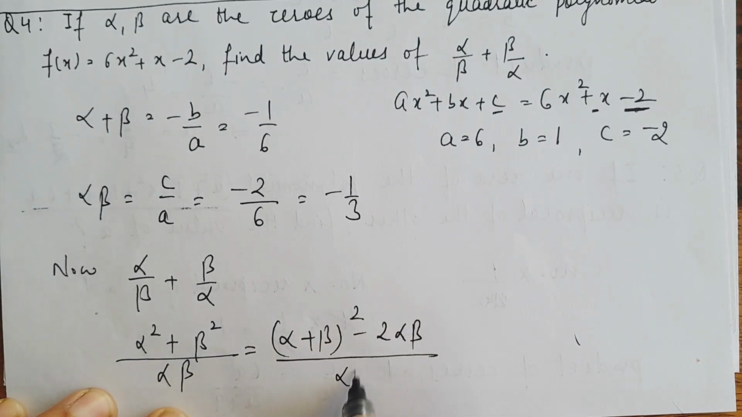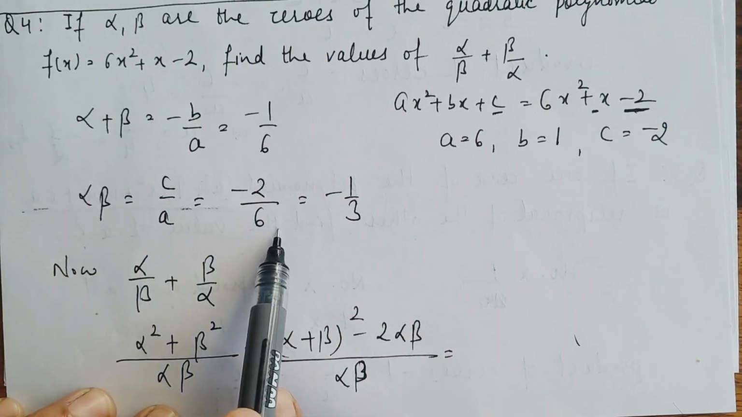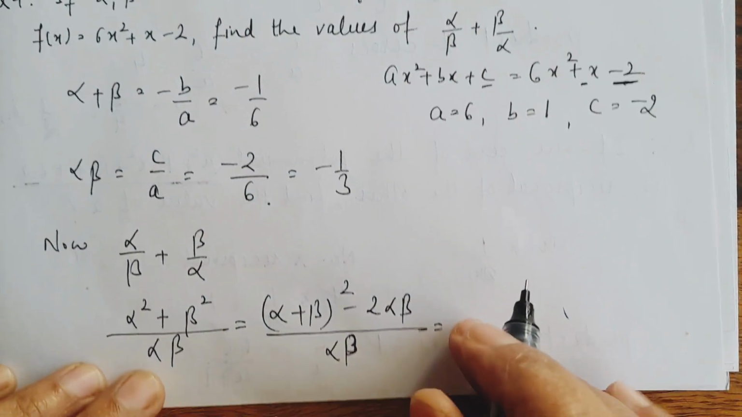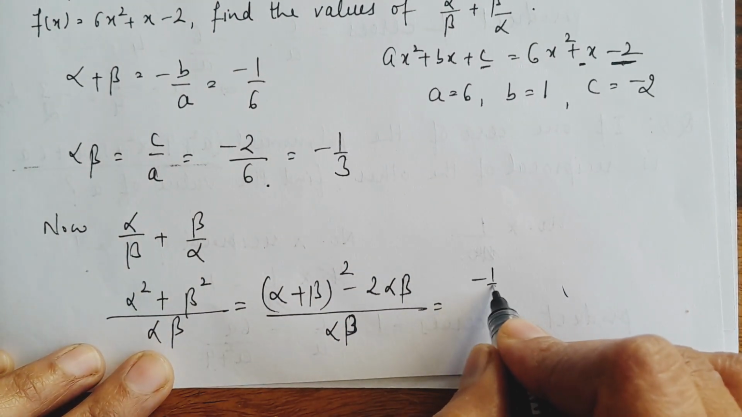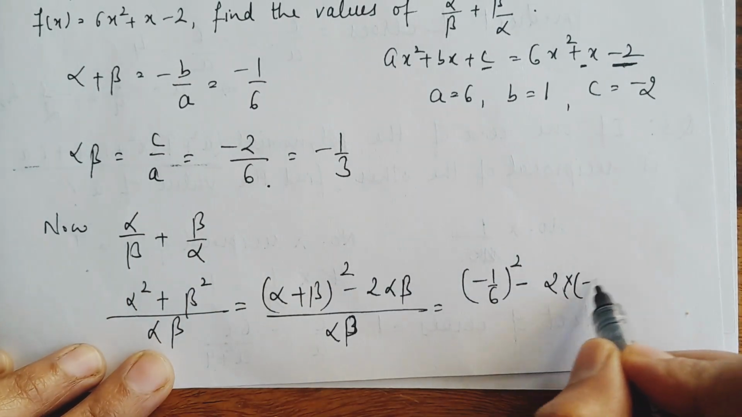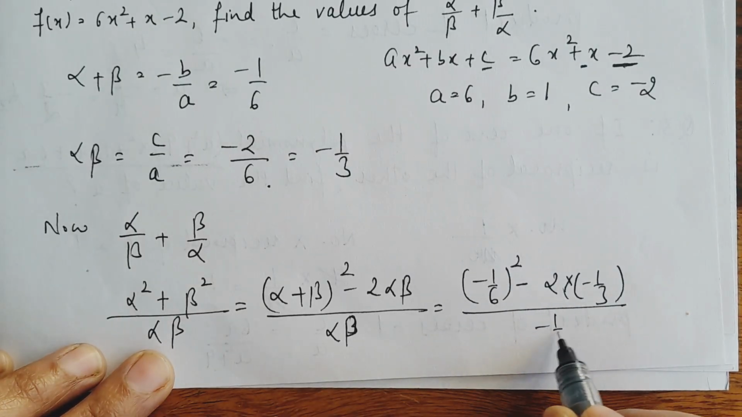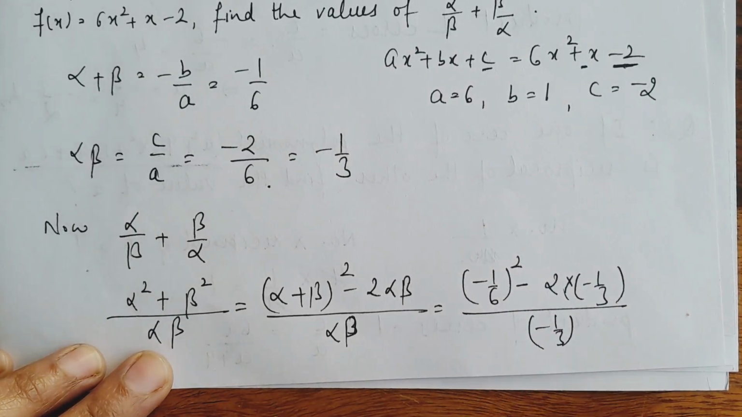And why we are doing this? Because हमारे पास alpha plus beta की भी value है और alpha beta की भी है. We can put both the values here. Alpha plus beta is minus 1 by 6 squared and alpha beta is minus 1 by 3. दोनों वैल्यूज यहाँ सब्स्टिट्यूट करेंगे. अल्फा बीटा इज माइनस 1 बाय 3 एंड वी विल सिंप्लीफाई दिस.